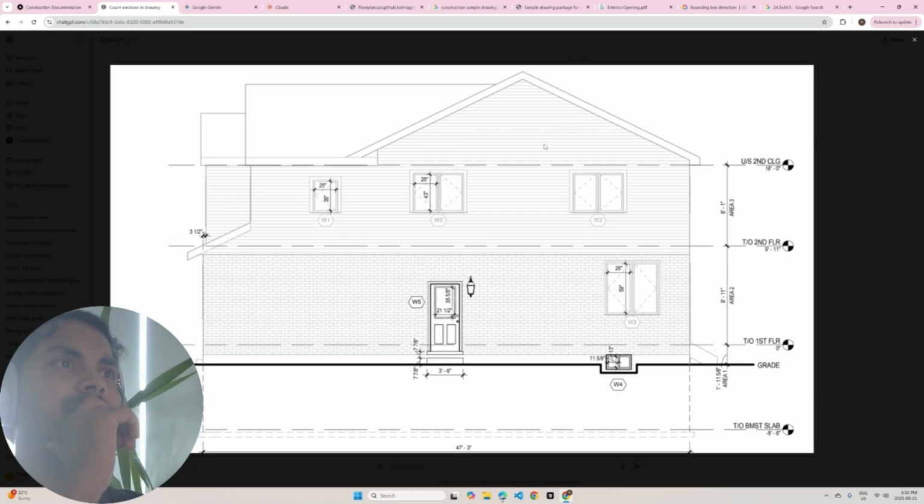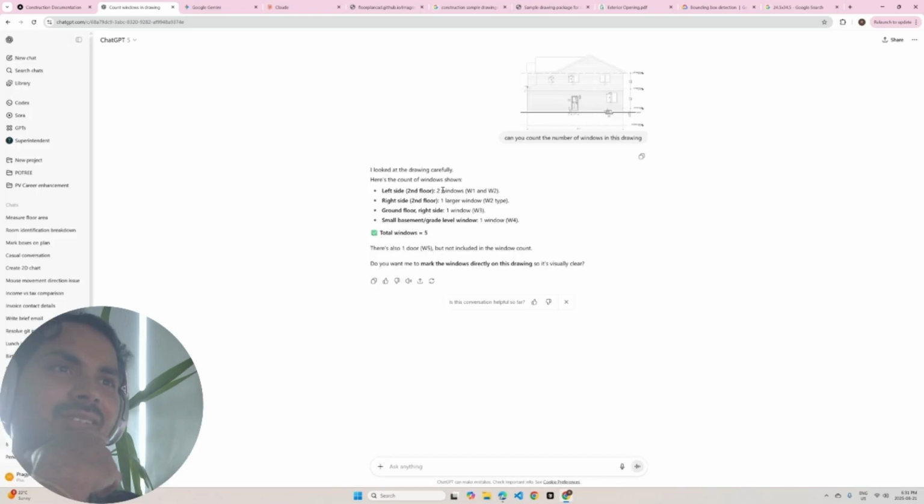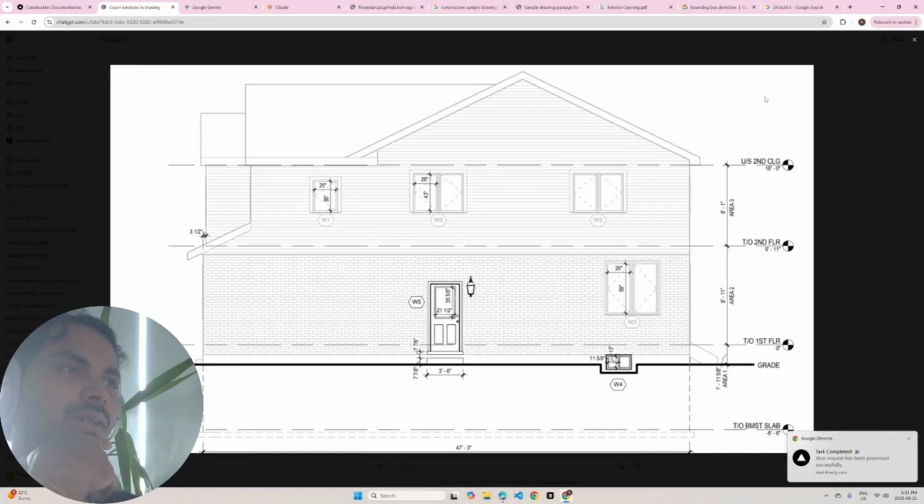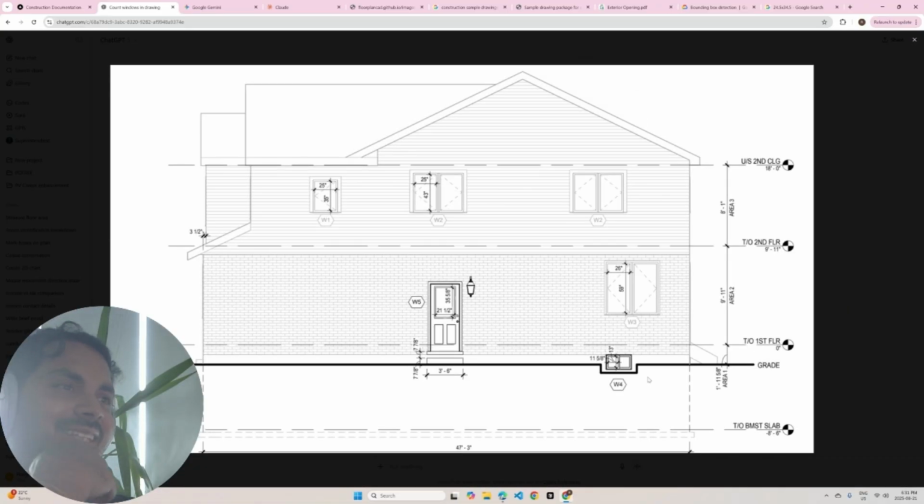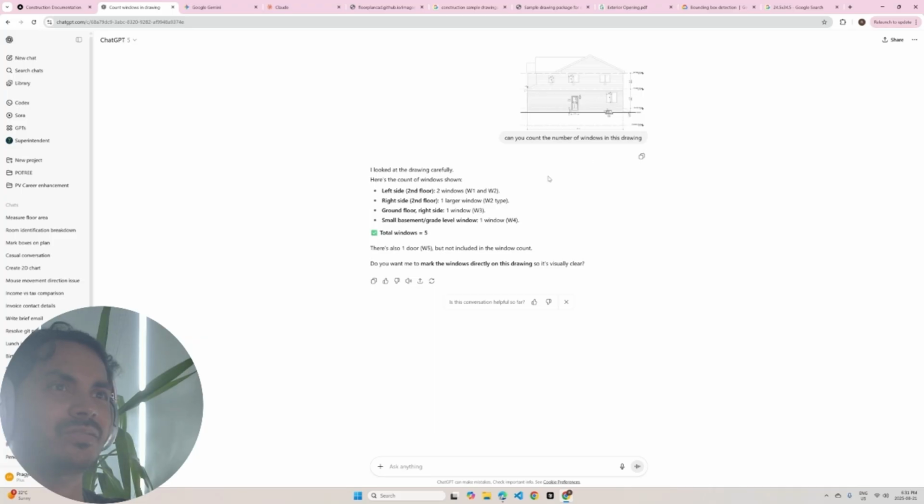Total windows 5, right? One, two, three, four, five. Or one, two, three, four. If you count this as one window, then one, two, three, four, five, six, seven. If you count it like that, or one, two, three, four, five. So left side, second floor, two windows, W1 and W2. And then right side, one larger window, W3. Then on the garage, small basement grade level, W4. Oh, I didn't catch that one. I was wondering where the fifth one was. Yeah, there's the fifth. So there are a total of five windows.